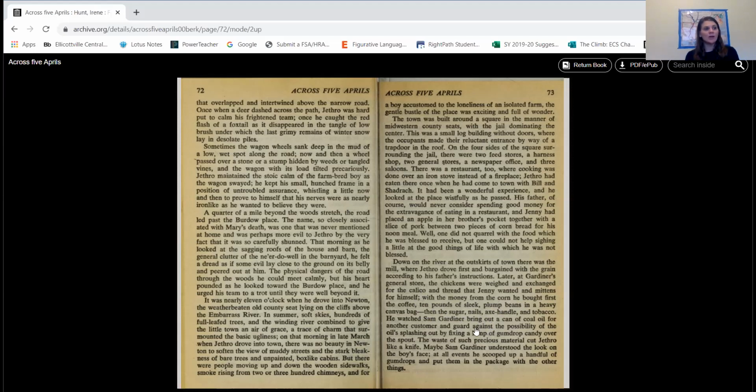He watched Sam Gardner bring out a can of coal oil for another customer and guard against the possibility of the oil splashing out by fixing a lump of gumdrop candy over the spout. The waste of such precious material cut Jethro like a knife. Maybe Sam Gardner understood the look on the boy's face. At all events, he scooped up a handful of gumdrops and put them in the package with the other things.